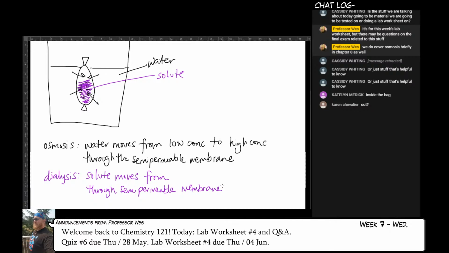It would go out. That's right. And it kind of has to because there's no honey on the outside, right? So, if honey moves in this direction, then relative to the solute, which again is the purple stuff that I've drawn here, I keep saying honey, I apologize, the solute is going to move from high concentration to low concentration.